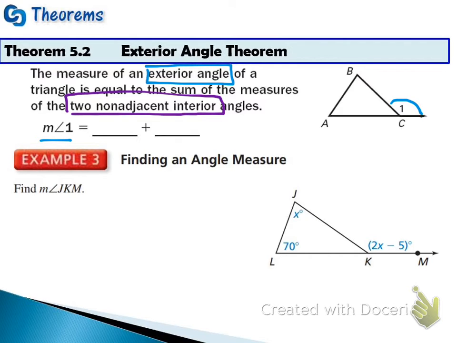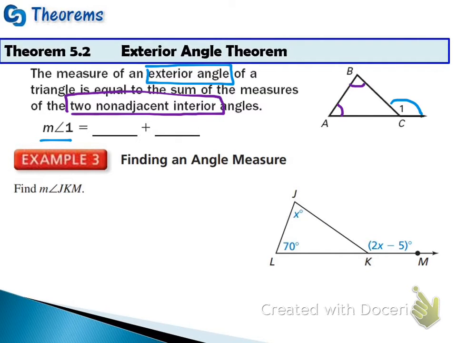2 highlighters. So adjacent means they share a wall. So what does non-adjacent mean? They do not share a wall. They cannot touch the outer angle. So angle 1 is sitting at C. We obviously can't call it angle C because there's 2 angles at C. But adjacent to 1 is this angle. So that is not the non-adjacent inside angle. The non-adjacent inside angles are going to be angle A and angle B.